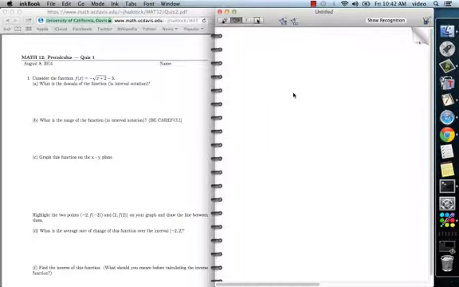So we're going to start by making the restriction that x plus 2 must be greater than or equal to 0. Okay, so what we're saying is what's inside of the square root can't be negative. This then tells us that x is greater than or equal to negative 2.